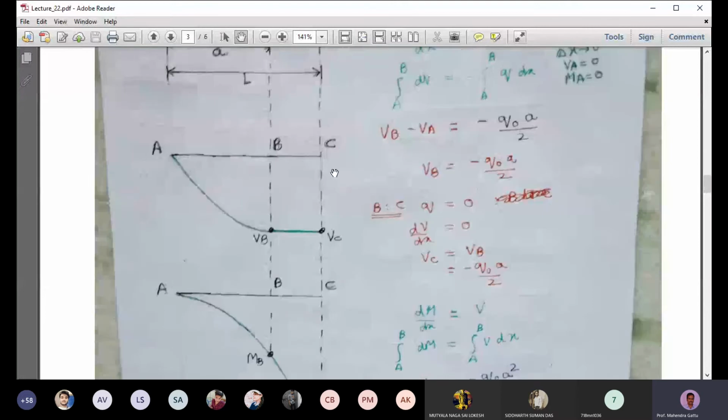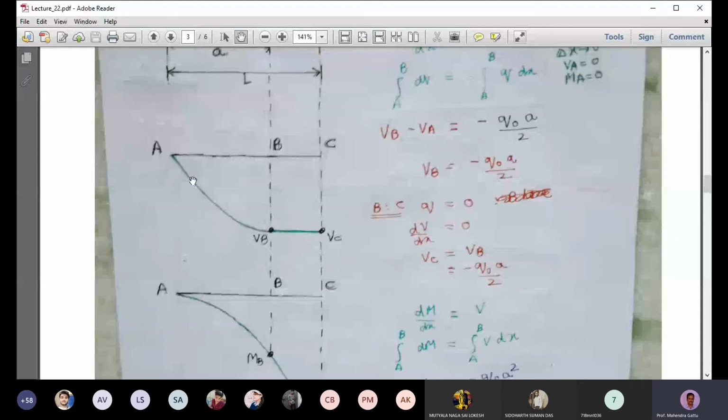Okay, so now we can draw the shear force diagram. At A it is 0, at B it is VB, which is minus Q naught A by 2, and at C it is minus Q naught A by 2. So how do you join B and C? We join with a straight line, because the slope is 0 there. So the slope is 0, so we draw it as a horizontal line.